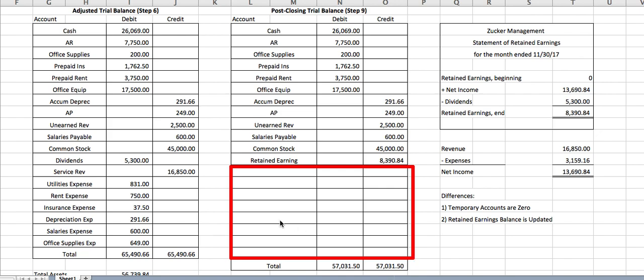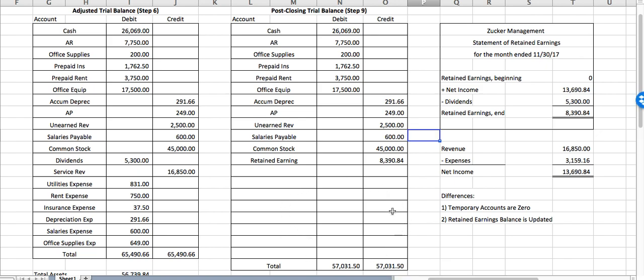The reason being that they were temporary. They went away. They all related to what happened in the month of November. So when we're ready to start December, those are not relevant. Those are all now zero, so that we can go ahead and start tracking them for the month of December. Okay? So that is the first effect of the closing entries.